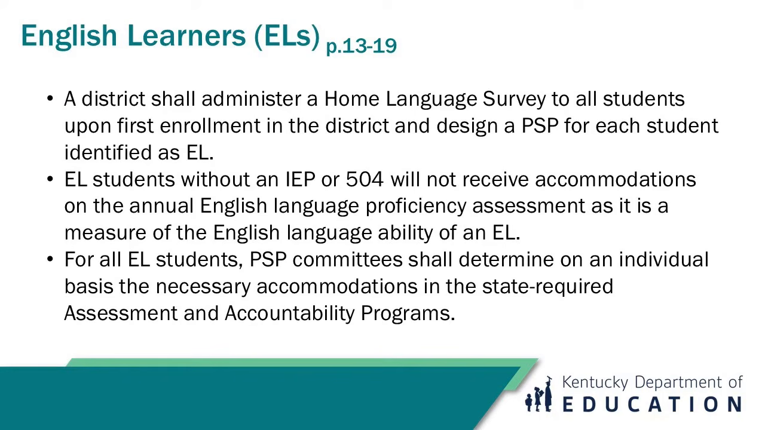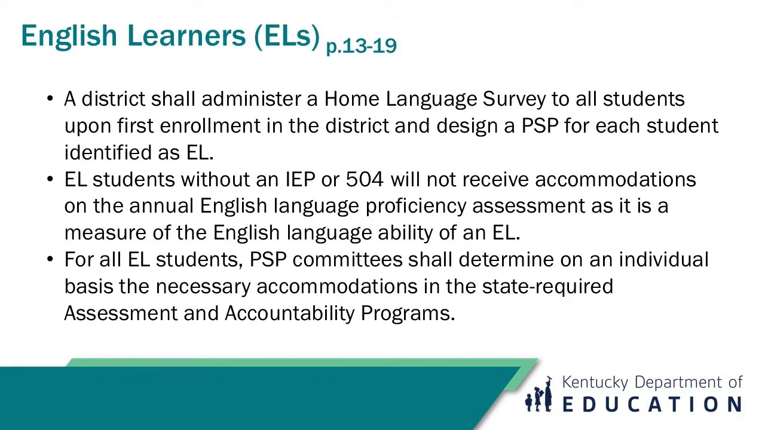Section 2 of the Inclusion of Special Populations regulation focuses on students who are identified as English learners, or EL. This information can be found on pages 13 through 19 of the regulation document. Students who enter school and have English as a second language will be administered the home language survey as the first part of the screening process.